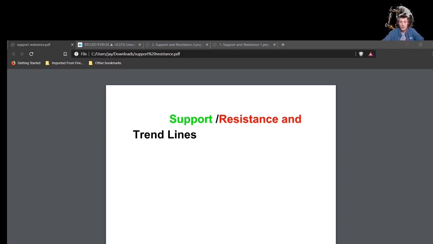What are support and resistance? Basically, support and resistance is just telling us where there is supply and demand. Where we have people buying, where we have people selling.